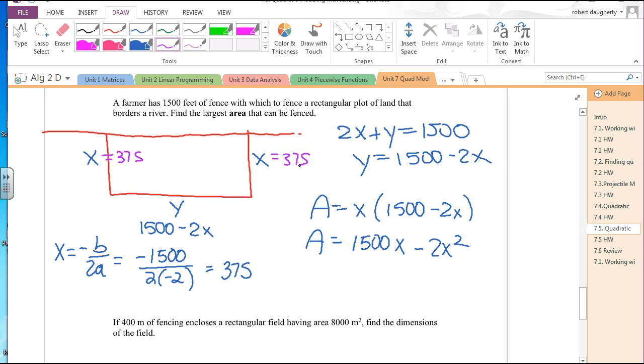1500 minus 2 times 375. So 1500 minus 2 times 375 is what? That's 750. So this area is 375 by 750.